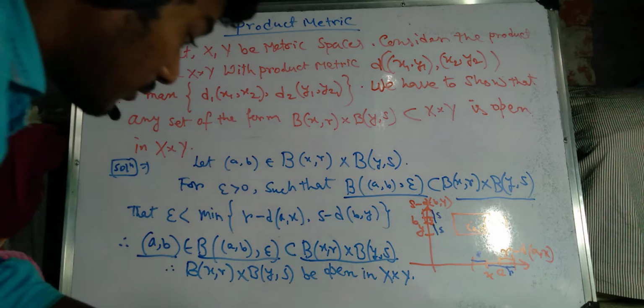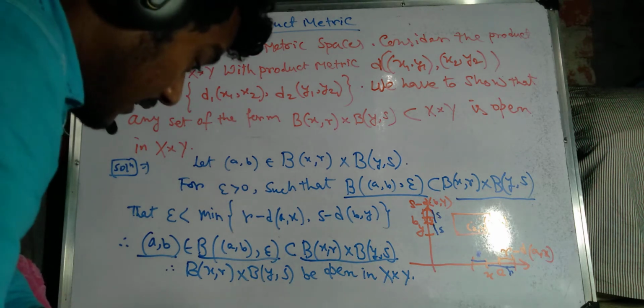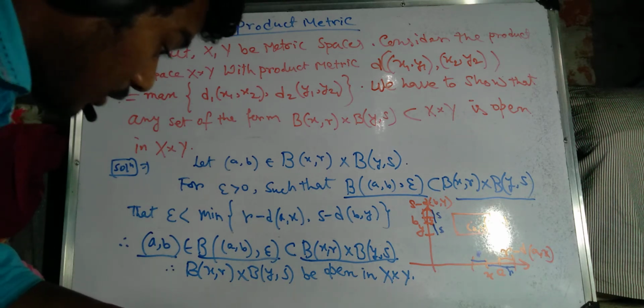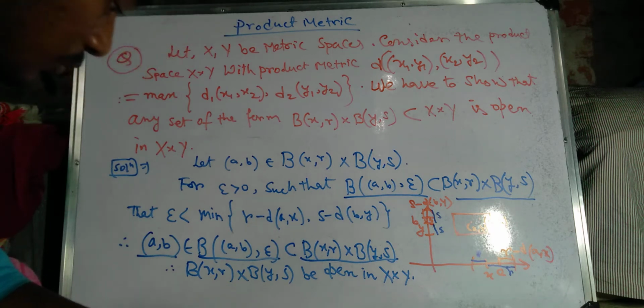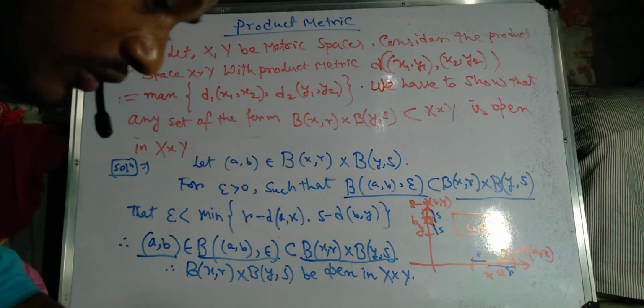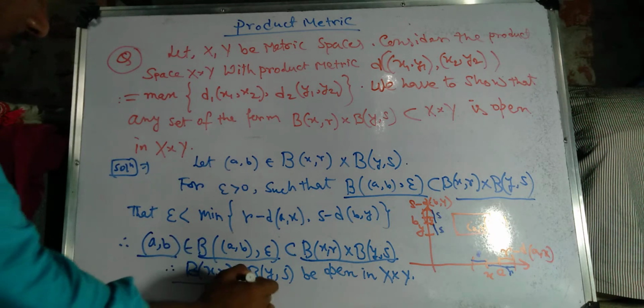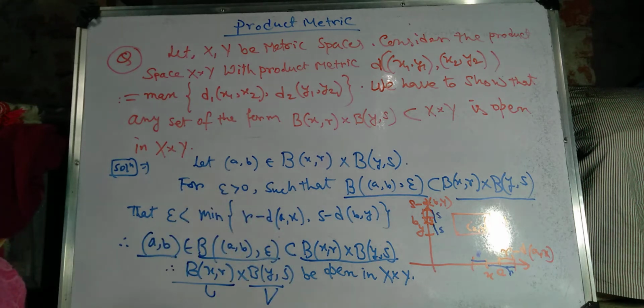Now next, in a similar way, just change this one. Write U, V any open sets, and U cross V is open in X cross Y. Same thing: we let this one equal to U, this one equal to V, then we cross it, and we are done.